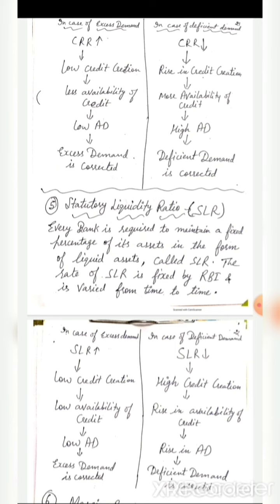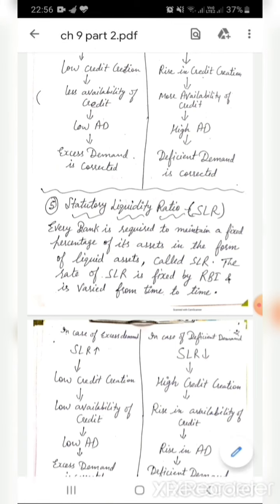For example, total deposits of a commercial bank are rupees 10,000. CRR is 3% and SLR is 4%. Then 3% of 10,000, 300 rupees, is to be kept with the RBI, and 4% SLR, 400, is to be kept with the commercial bank itself. Then the 400 is SLR and the 300 amount is CRR.